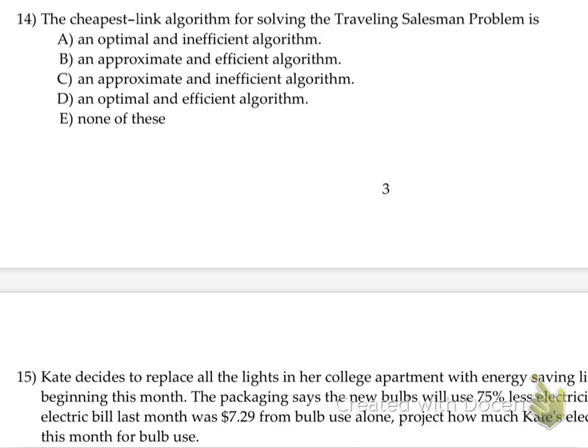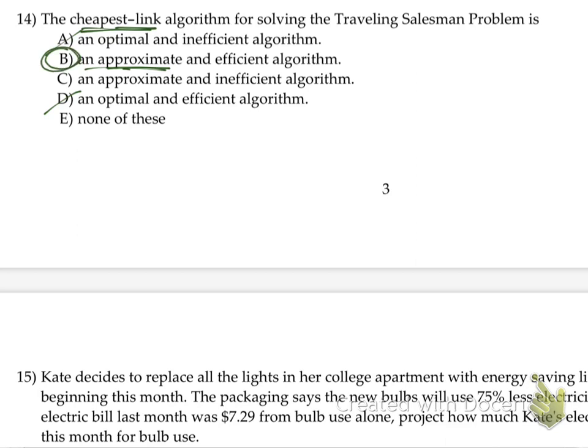So now to number 14, cheapest link. Not optimal. Only brute force gives you the best answer, but it's slow. So it's not A or D. It's not optimal, right? Approximate means not best. If something's an approximation, it's not exact. You with me? It's C. Is that word confusing for you? Isn't it B? It is, yeah, B.